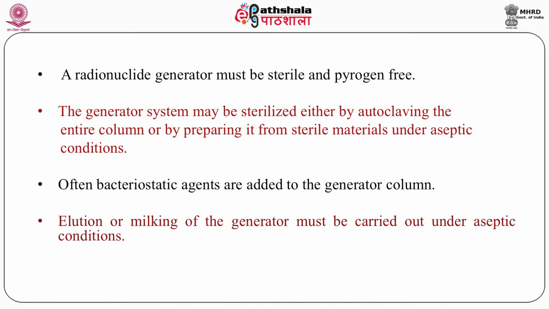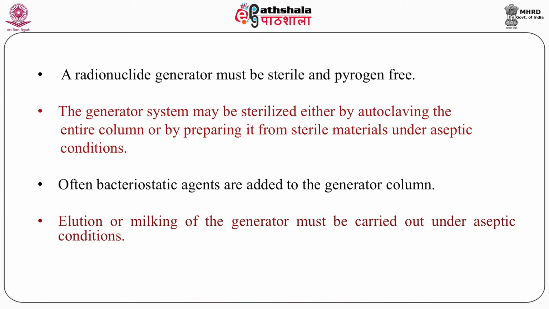So there are different kinds of QA tests performed on the technetium, the pertechnetate which is coming out, and then for it to be labeled with a pharmaceutical compound to make a radiopharmaceutical, again some kind of QA test is done. The generator system may be sterilized either by autoclaving the entire column or preparing it from sterile material under aseptic conditions. Often bacteriostatic agents are added to the generator's column. Elution or milking of the generator must be carried out under aseptic conditions.